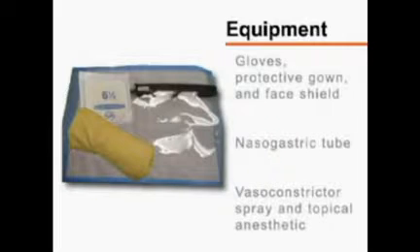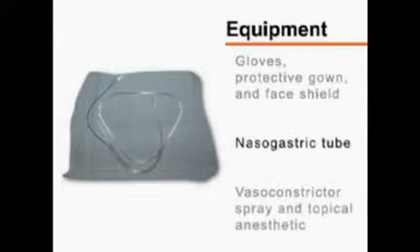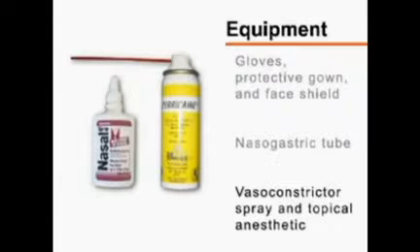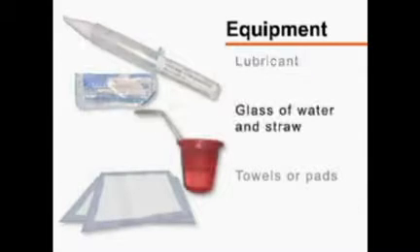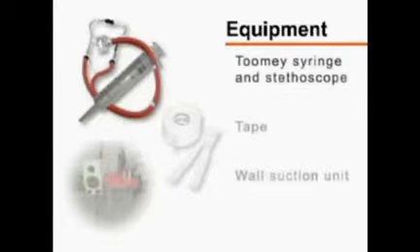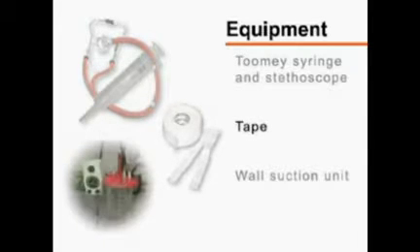Begin by gathering equipment you will need. This will include gloves, a protective gown, and face shield, an appropriately sized nasogastric tube, vasoconstrictor spray, and a topical anesthetic such as benzocaine or lidocaine solution with an atomizer. Obtain a lubricant, a glass of water with a straw, towels or blue pads, a 60cc catheter tip Toomey syringe, a stethoscope for tube confirmation, tape, and a wall suction setup.